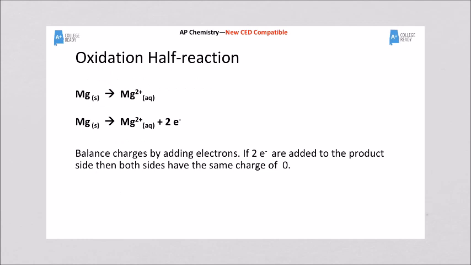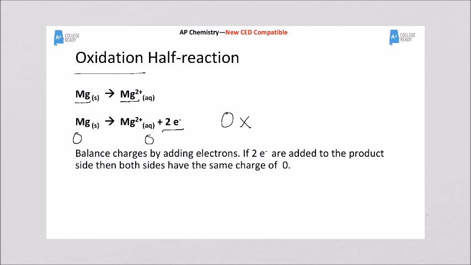So notice there's no oxygen and hydrogen, so I can just skip those steps because the magnesium atoms themselves were balanced. So if this is 0 and this is +2, I need both sides to have the same charge. So you can see this must be the oxidation half reaction, as it's stated there, because it's losing electrons. This side is 0, and by adding the 2 electrons, I reduce that side to 0 as well. Both sides have to be equal.